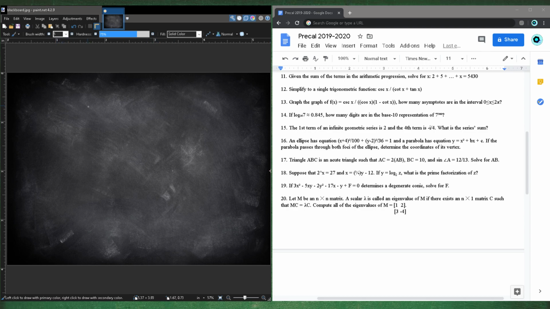So plug it in, so our M, using that formula, MC equals lambda C, which is 1, 2, 3, 4.